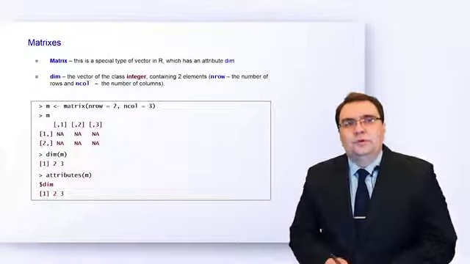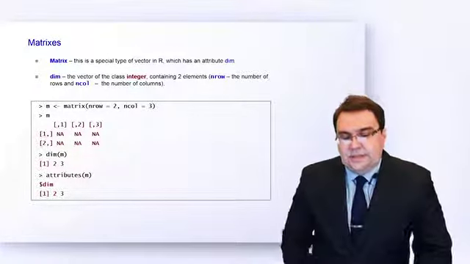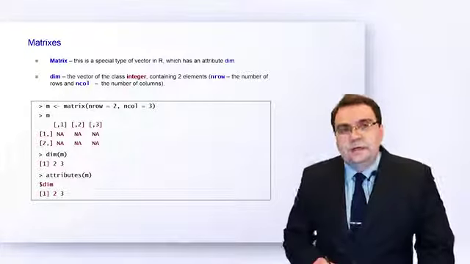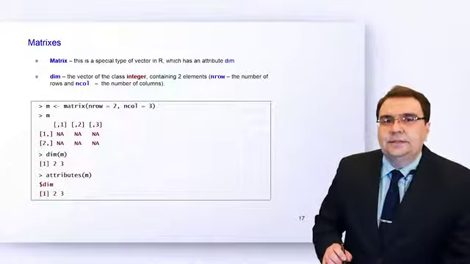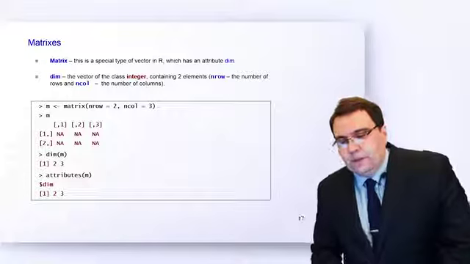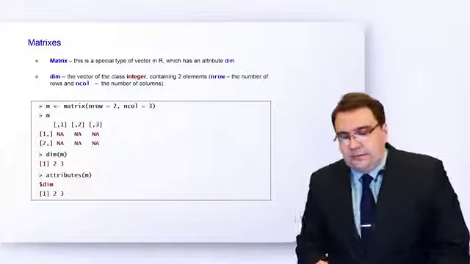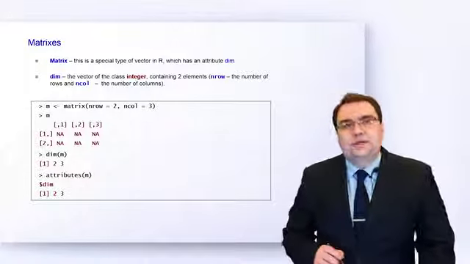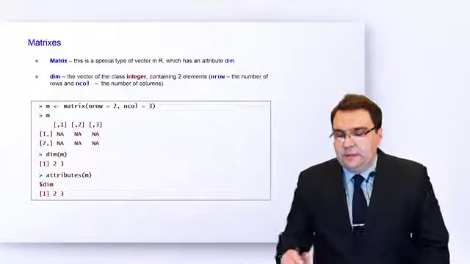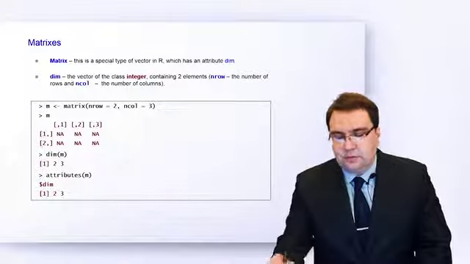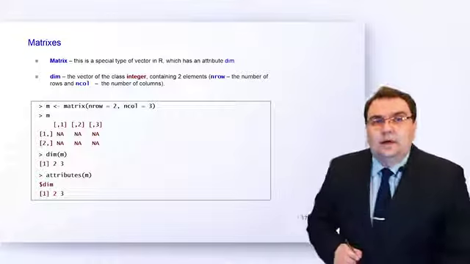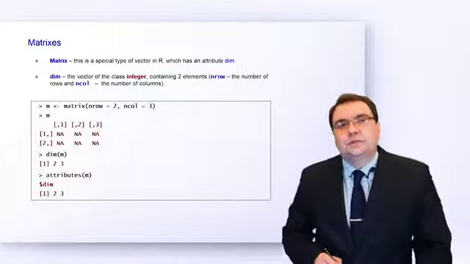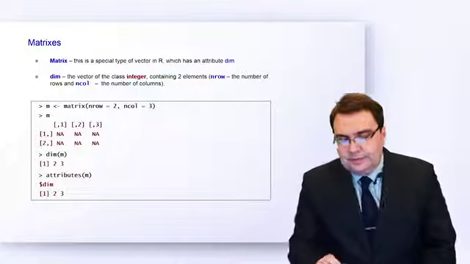Okay, then we go to matrices. Matrix is a special type of vector in R which has an attribute dim. The dim is a vector of class integer containing just 2 elements. The first element is nrow, the number of rows, and the second element is ncol, which shows the number of columns. And an example.